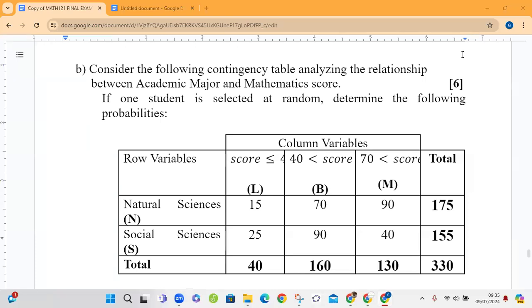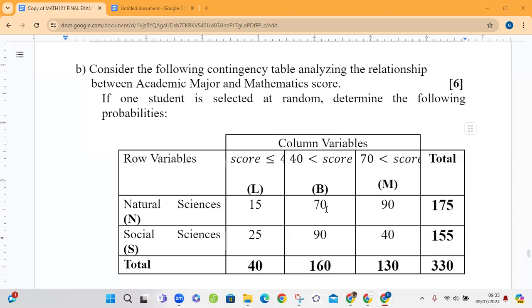Now we move on to part B. It says, consider the following contingency table analyzing the relationship between academic major and mathematics score. So here we've got a contingency table, which is a two-way table, and you've got the row variables and the column variables. You have major as natural sciences and social sciences, and score will be less than or equal to 40, between 40 and 70, and more than 70. And here you have the row totals and the column totals, 175, 155, and 40, 160, and 130 respectively, and the grand total, which is 330.